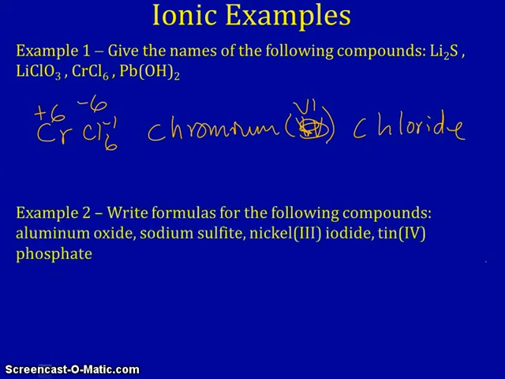Next, we have writing formulas for compounds. So this is going to be very similar. Aluminum oxide, we know aluminum's in group 3, so it remains Al. It's in group 3, so it's +3. Oxide is O. O is -2, so this becomes Al2O3 to be a neutral formula unit.